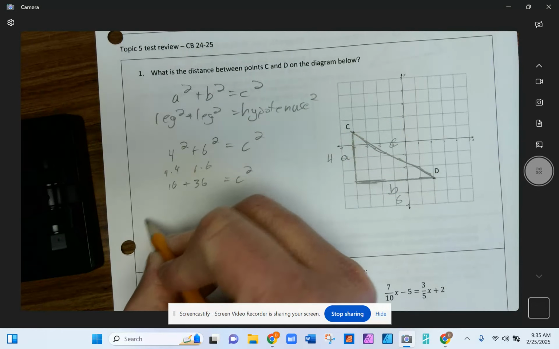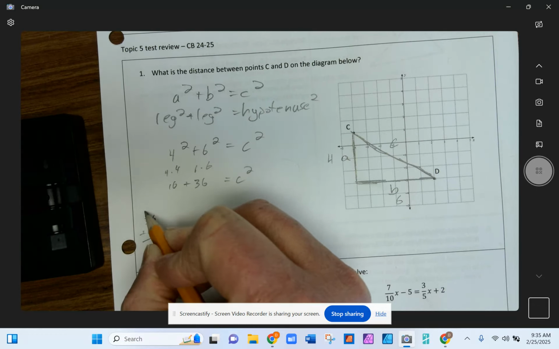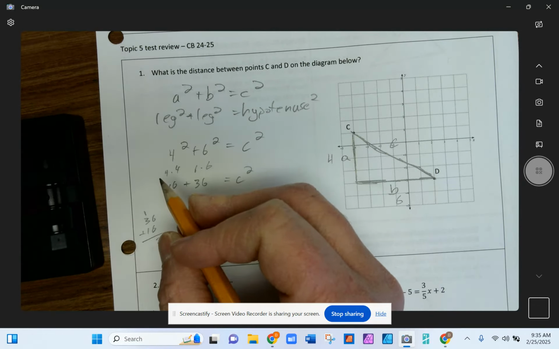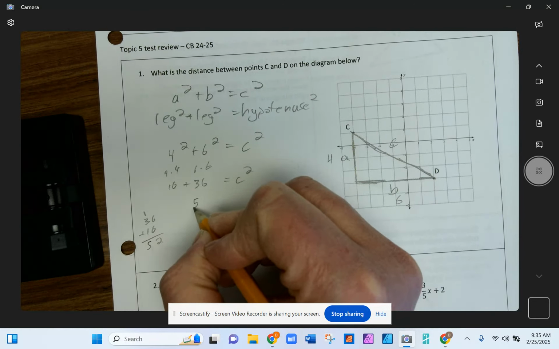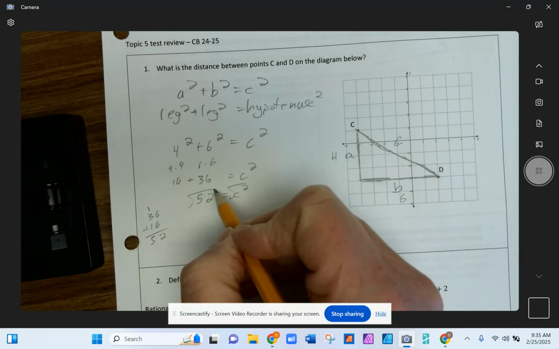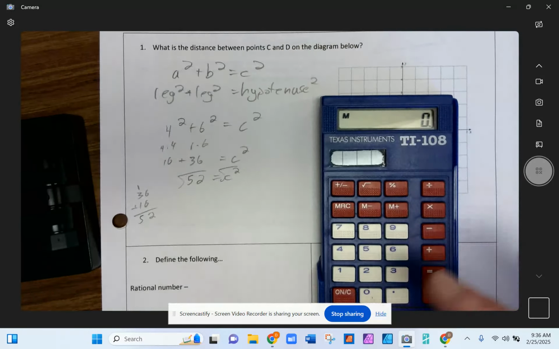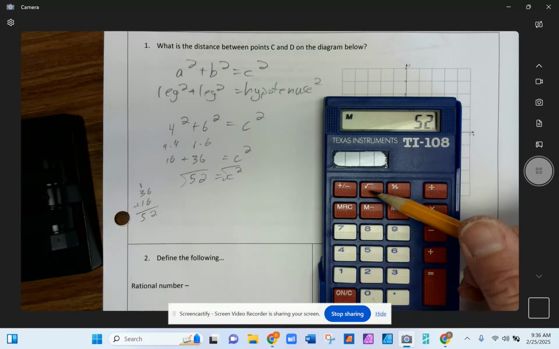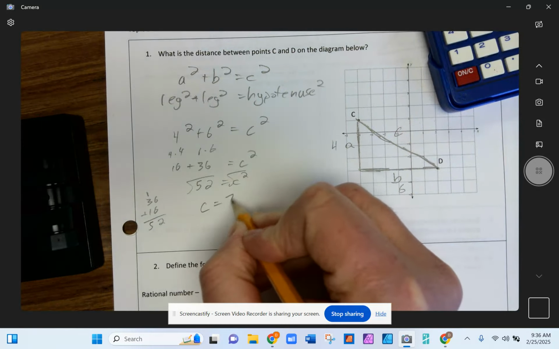We add these two together, 36 and 16. 6 plus 6 is 12. Carry the 1. And then 1 plus 3 plus 1 is 5, sorry. So I got 52 is equal to c squared. Now we got to figure out what just c is. So we square root here and we square root here. We'll just use one of these blue calculators to do the square root of 52. 52, and then the square root is right there. So right there gives us 7.2. So c is 7.2.